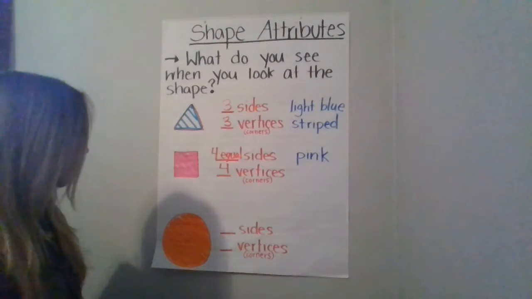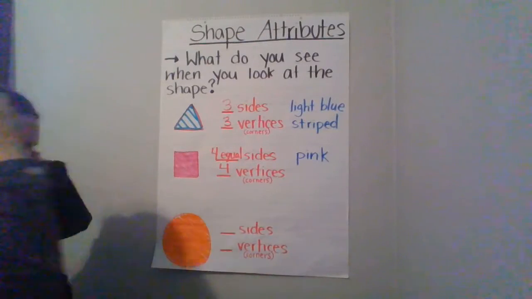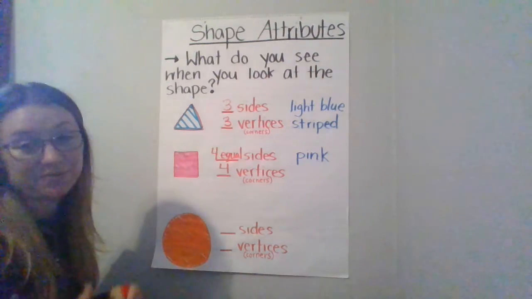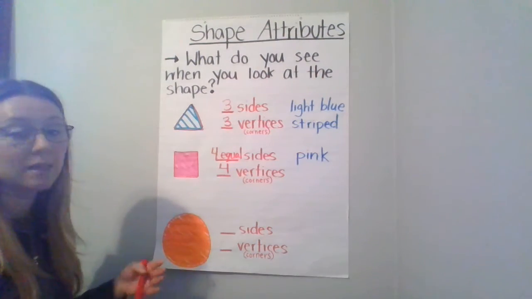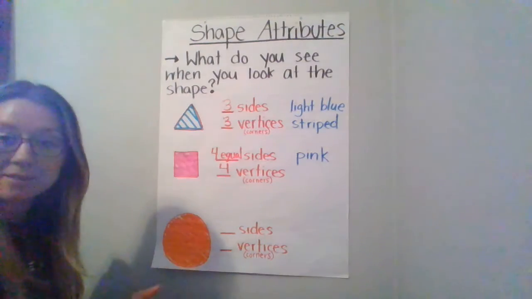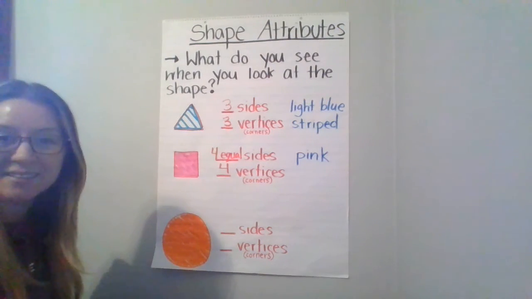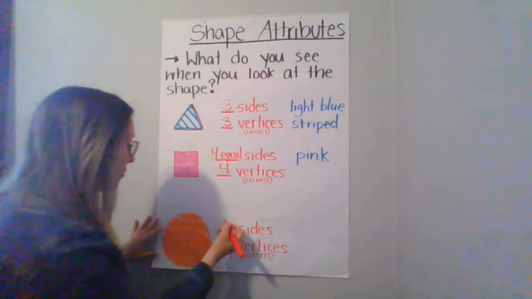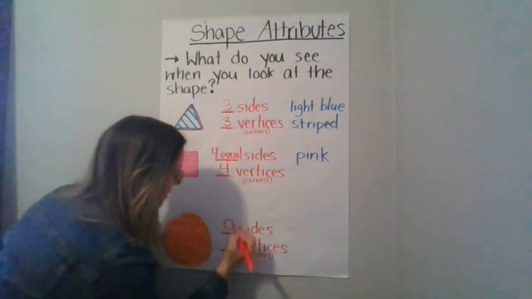Here we have a circle. How many sides are on this circle? Now, sides have to be flat, so flat lines. And if we look at this circle, do you see any flat sides or flat lines? No. So how many sides? None. So I'm going to put a 0.